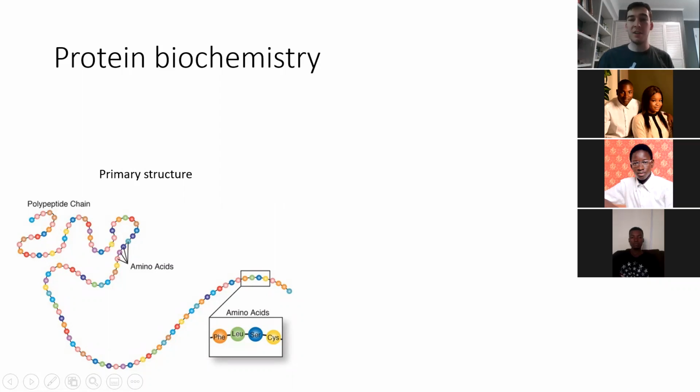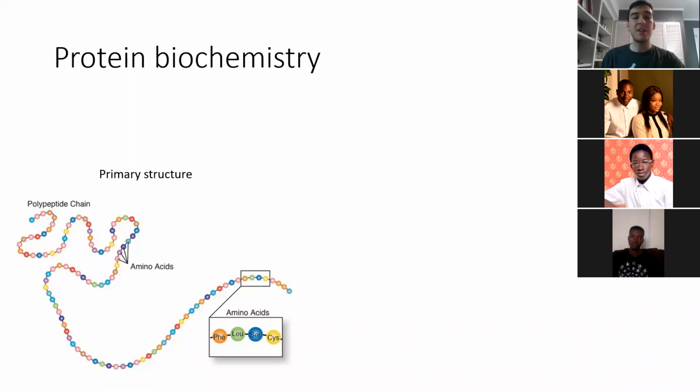And so that's all genes are, they're encoding for these different amino acids. But what's important is the sequence of these amino acids determines the shape of the protein. And so this is what we call primary structure. That's essentially just what is the sequence of these different amino acids.